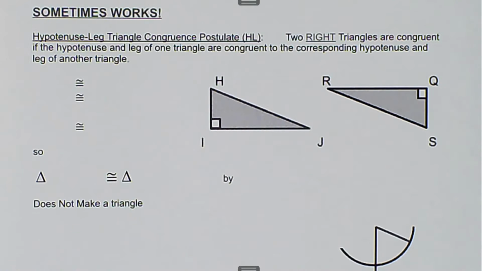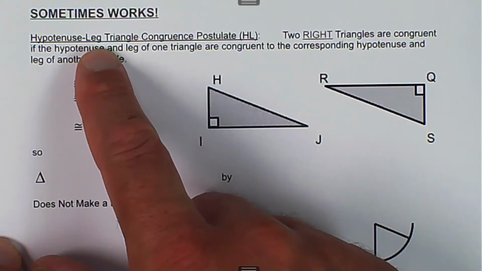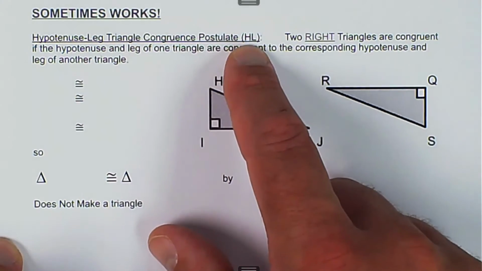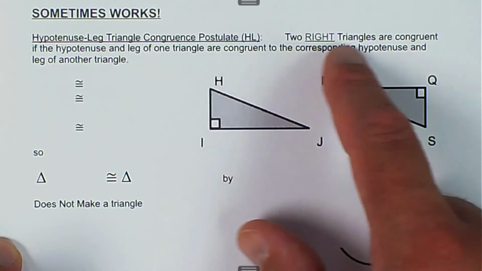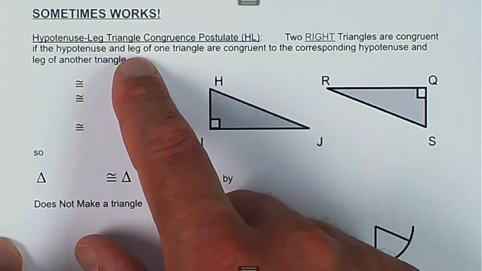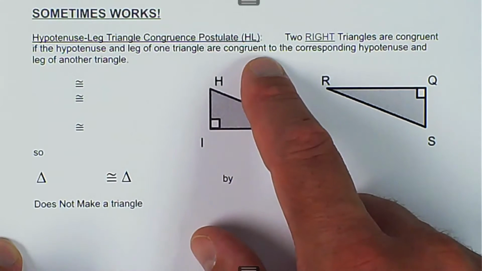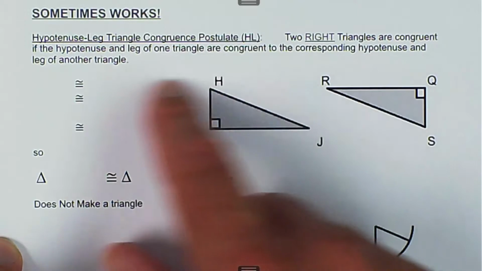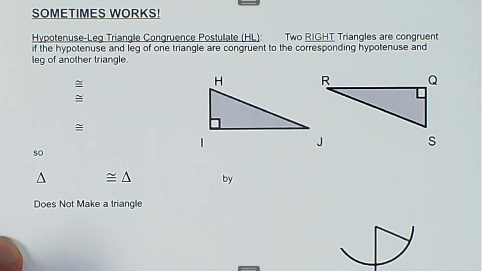We are talking about triangle congruence postulates, and here we're talking about the hypotenuse leg triangle congruence postulate, or HL. So two right triangles are congruent if the hypotenuse and the leg of one of the triangles are congruent to the corresponding hypotenuse and leg of another triangle. So here we have an example, and we want to be able to find the hypotenuse and the leg.